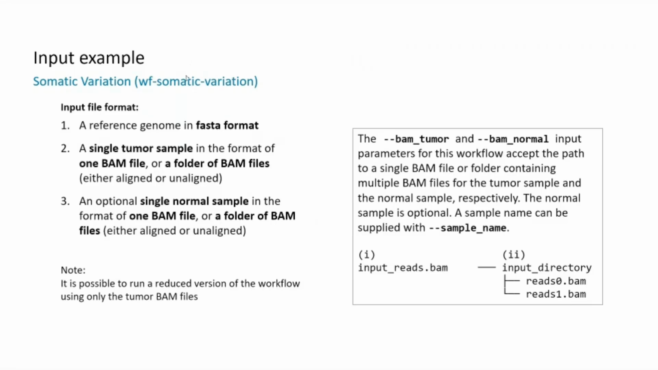And then to do the analysis, of course, we need the input data. The input data required first is the reference genome in FASTA format. And then we also need the sequencing data: single tumor samples, either in one BAM file that is the output directly from the sequencing run, or a folder of BAM files directly from the sequencing run.